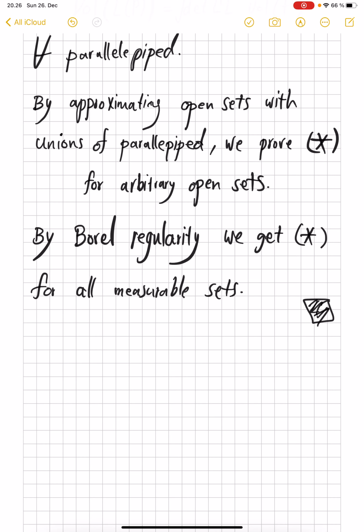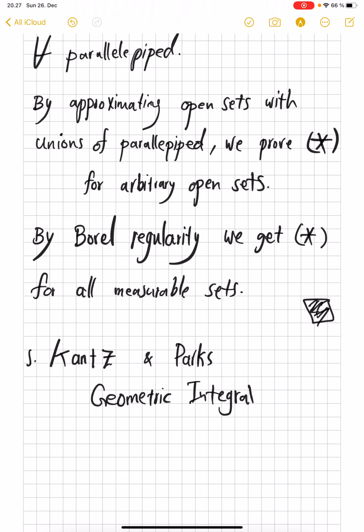There is a reference for this proof. Federer, I think, and Parks have a book called Geometric Integration Theory. So they follow basically this Gram determinant argument to prove that theorem.